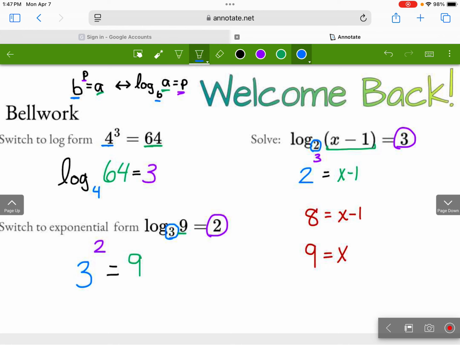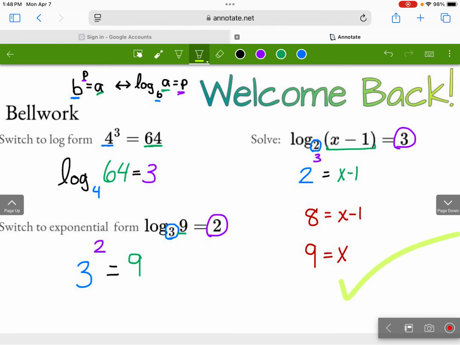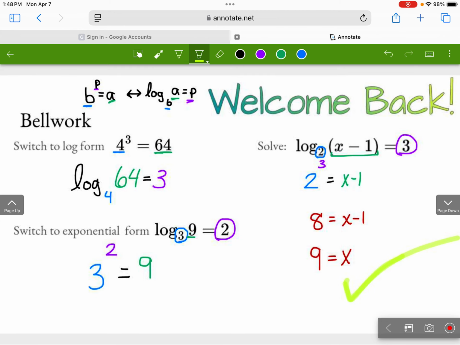Our last piece on here is to check it. If we substitute 9 in here, we need that our base is positive and our argument's positive. So if I substitute in a 9 here, our base is still a 2. Our argument, 9 minus 1, is still positive. So this checks and we are good to go. So this is our answer. It checks, and that's all. Okay. Questions on this one?